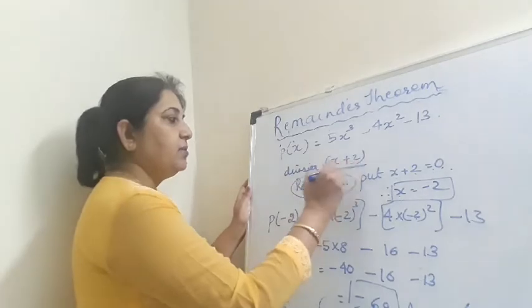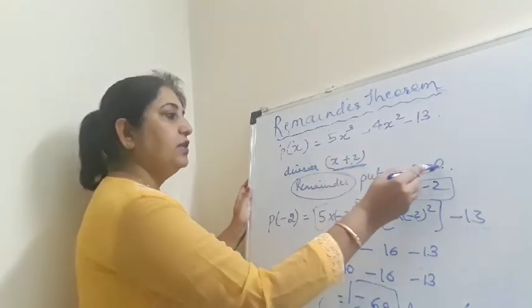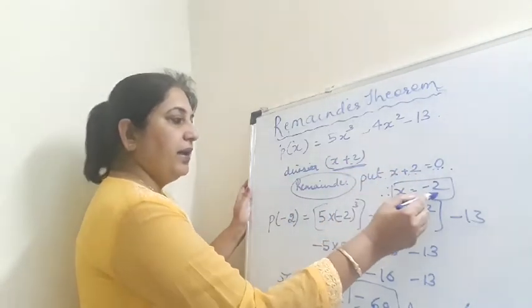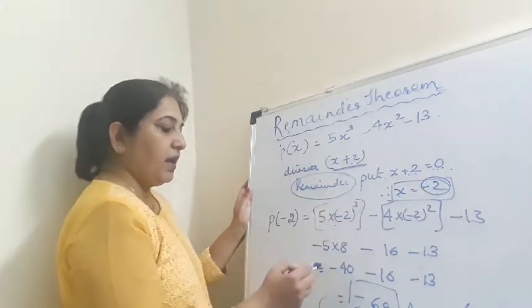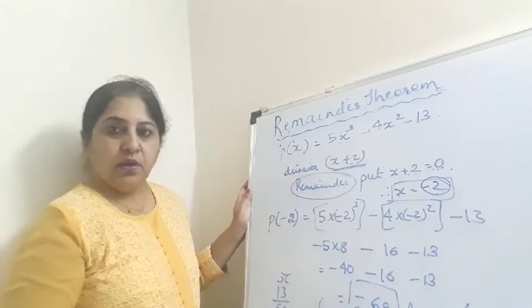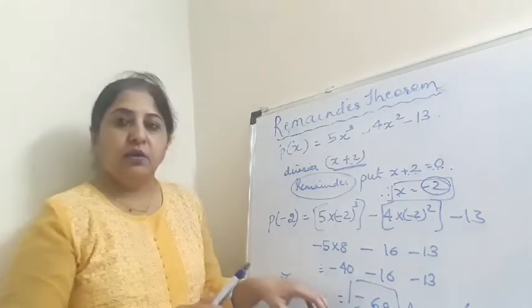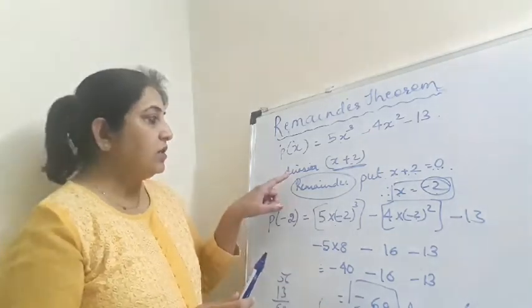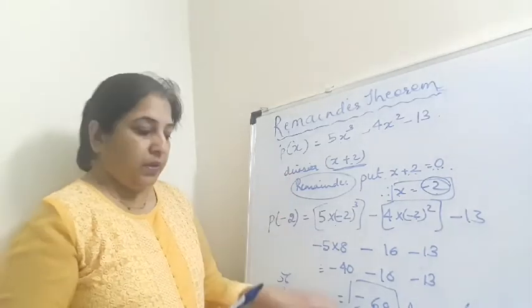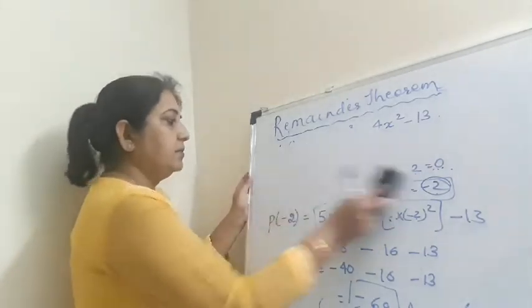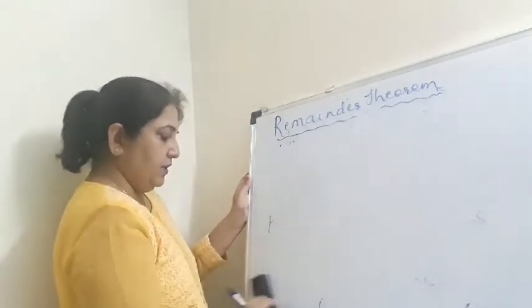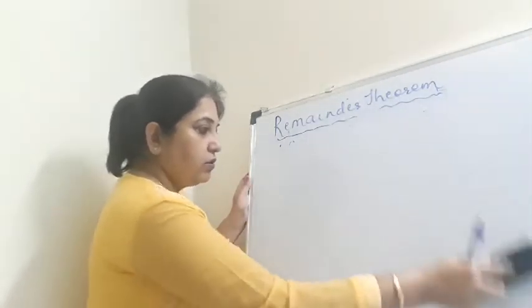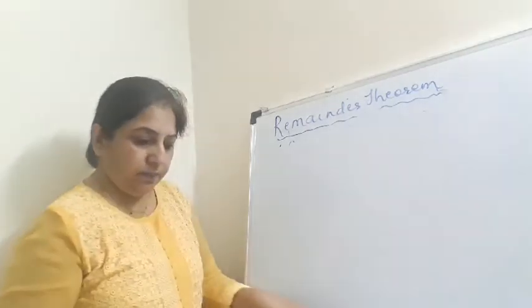So we will put x plus 2, the divisor, equal to 0. X will be equal to minus 2, and this minus 2 we substitute in the given polynomial and we find the remainder. So this is another method to find the remainder of the given polynomial whose divisor is given to us. Right? So one more question I take up. This is the remainder theorem method, and the division algorithm method also comes under the remainder theorem.